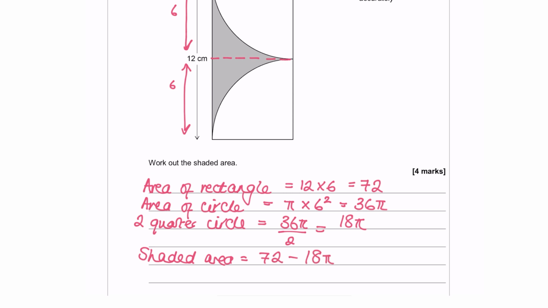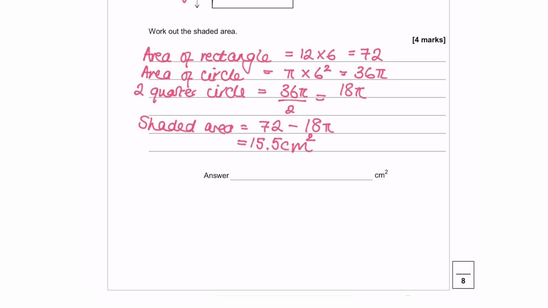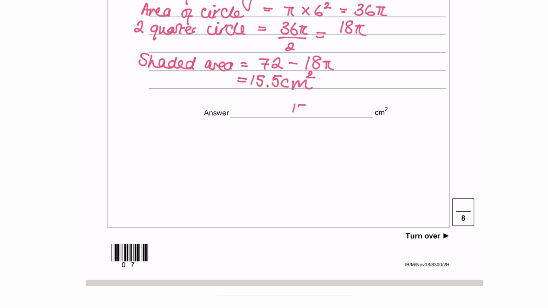Notice how I don't put it in decimals till right at the end. Now I type it into my calculator and it gives me 15.5. Remember, this is going to be an area, so centimeters squared. Oh, they give you the unit, so we're all good there.